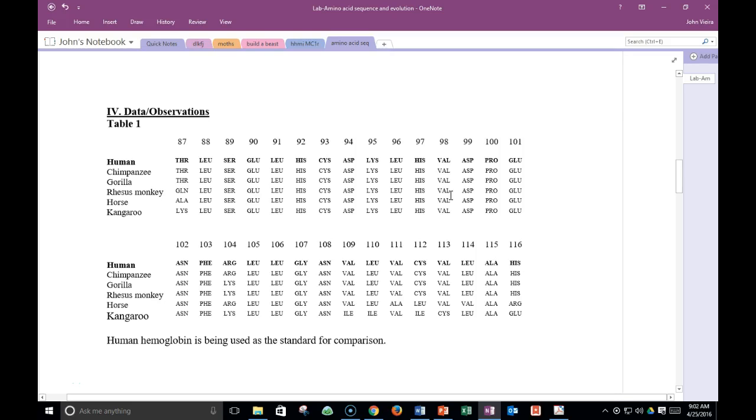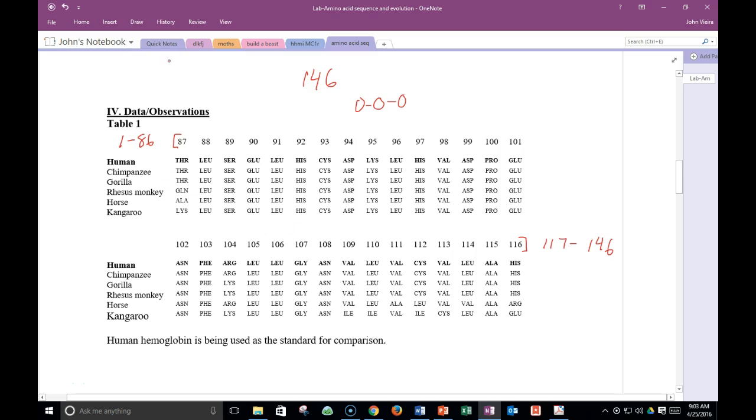Okay, guys, you have to understand what we're looking at here. We're looking at the amino acid sequence of a protein that is 146 amino acids long. So it's like amino acid 1, amino acid 2, amino acid 3, except we're going to skip amino acids 1 through 86. Those are all going to be ignored. And we're going to skip amino acids 117 through 146. So we're only looking at amino acids 87 through 116.